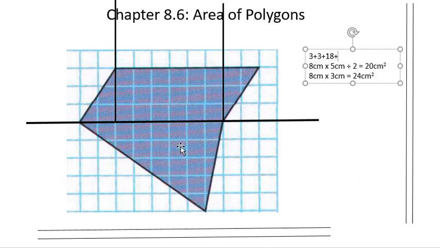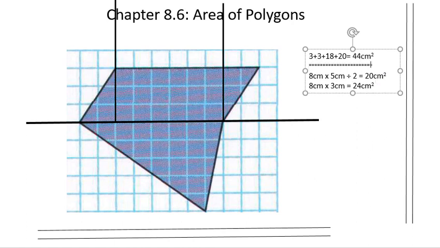And here we have a triangle with a base of 1, 2, 3, 4, 5, 6, 7, 8. 8 times 5 is 40, divided by 2 is 20. So if we add these all up, 3 plus 3 plus 18 plus 20, it is 44 centimeters squared. Once again, you probably wouldn't do it that way, but this will work.